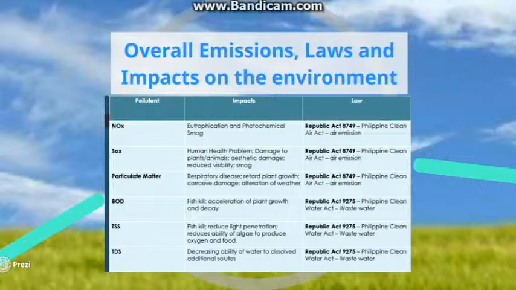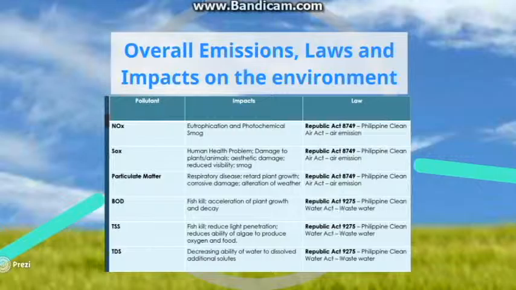For the air pollutant particulate matter, the environmental impacts are respiratory disease, retard plant growth, corrosive damage, alteration of weather. And the abiding law is Republic Act 8749, Philippine Clean Air Act.